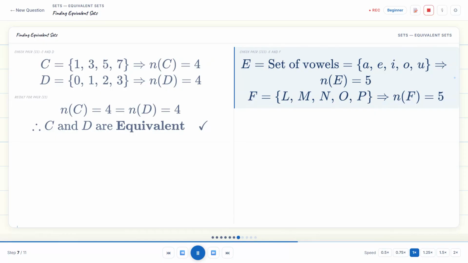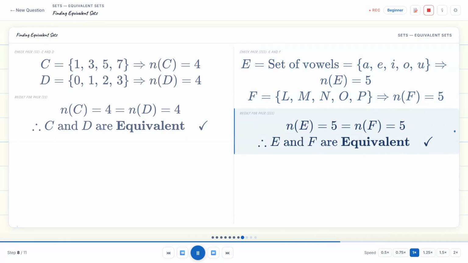Set E is all the vowel letters. Those are A, E, I, O, U. That is 5 things. Set F has L, M, N, O, P. That is also 5 things. Both sets have 5 things. The letters are all different, but the count is the same. So E and F are also equivalent. Wonderful.